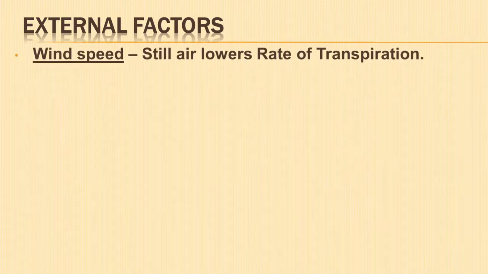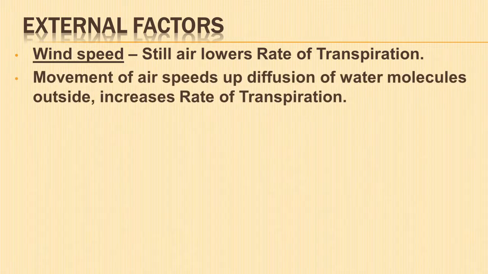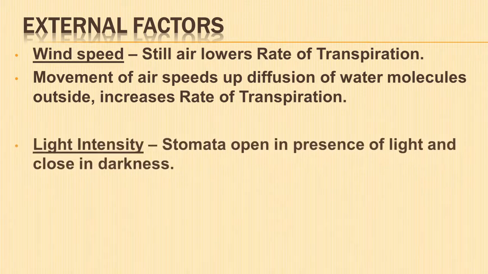Wind speed. Still air lowers the rate of transpiration. Water vapor accumulates around the transpiring organs, causing lowering of rate of diffusion. The movement of air speeds up diffusion of water molecules into the surrounding air and increases the rate of transpiration by removing the saturated air around the leaves.